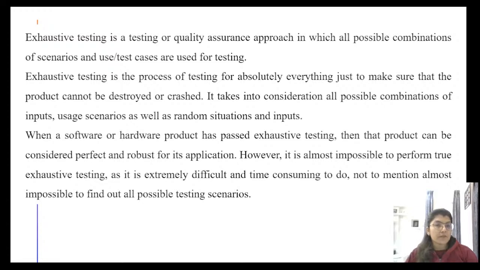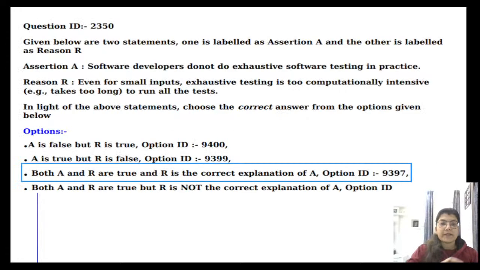So when a software or hardware product has passed exhaustive testing, then the product can be considered perfect and robust for its application. However, it is almost impossible to perform true exhaustive testing as it is extremely difficult and time consuming. Okay, so what the question was, software developers do not do exhaustive software testing in practice. This statement is true. And the other statement was, even for small inputs, exhaustive testing is too computationally intensive to run all the tests. This statement is also correct. So the correct reason is given for the given assertion. Okay, next question.